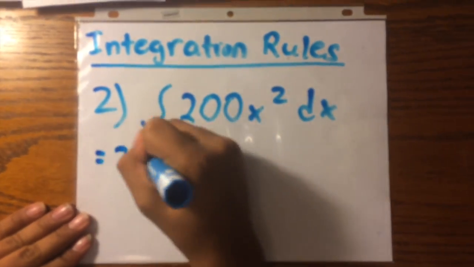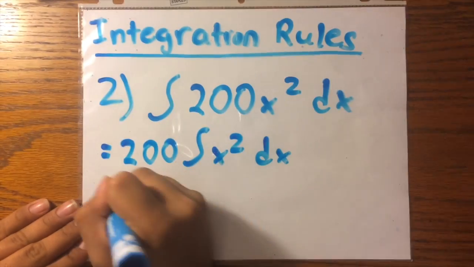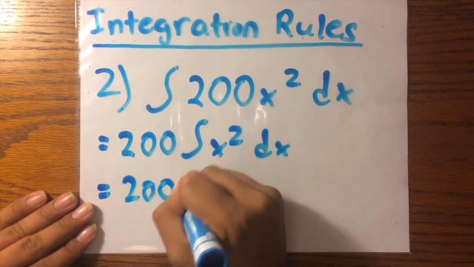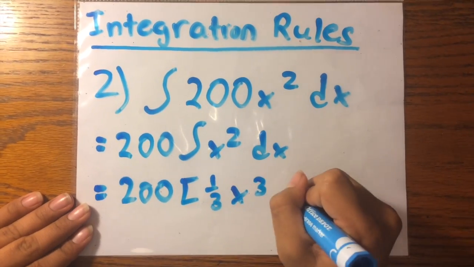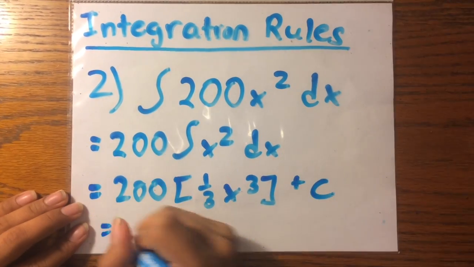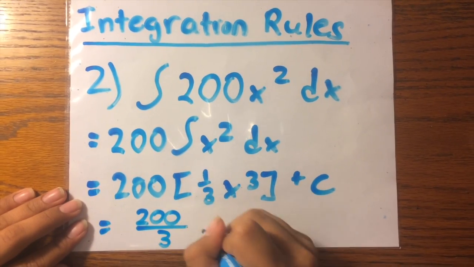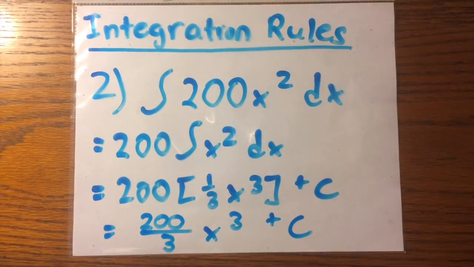And here we have the problem, the integral of 200x squared dx. And by using the scalar multiple rule, we can take out the constant 200 of the integral of x squared dx. And by solving it, we get 200 times 1/3 of x cubed plus c.